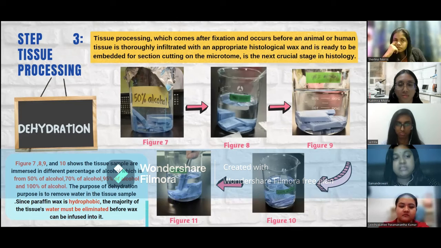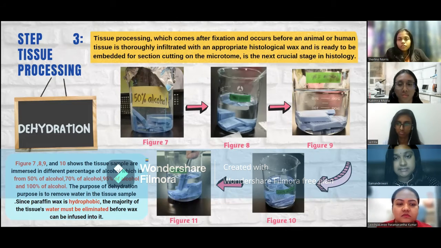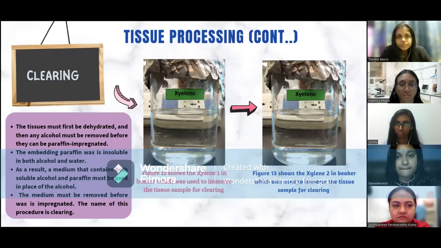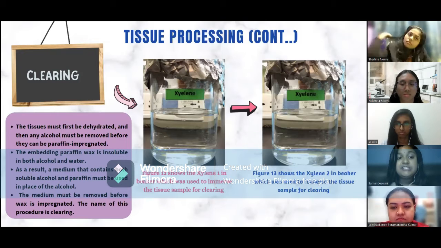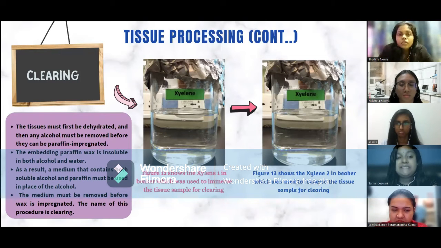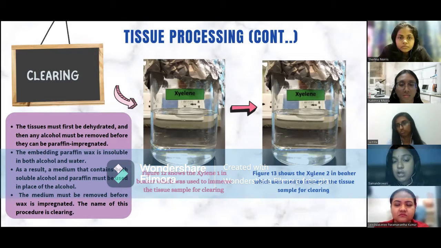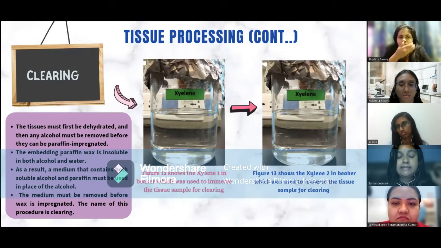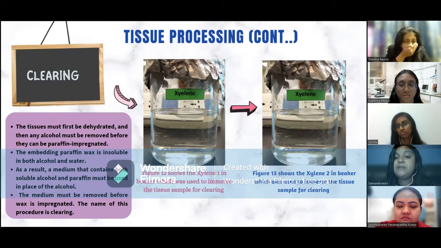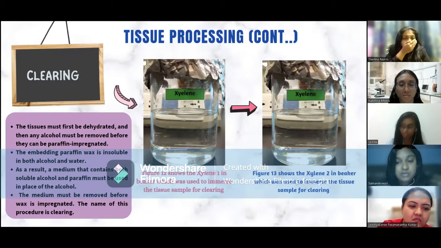The next stage in tissue processing is clearing. The main purpose of clearing is to remove the alcohol used in the dehydration process. This alcohol is replaced with xylene, because xylene is used as the clearing agent in this process, and it also helps to make the tissue transparent so that it's easier for the paraffin wax to infiltrate.